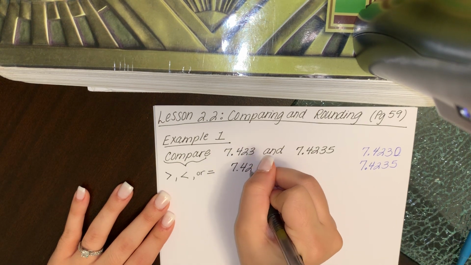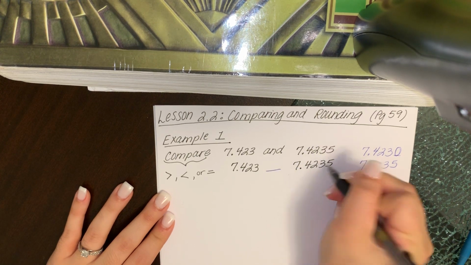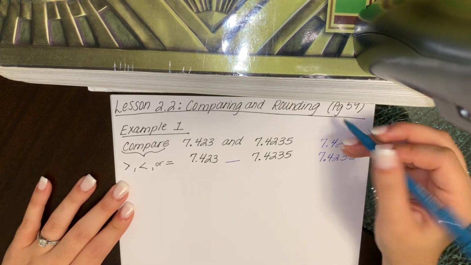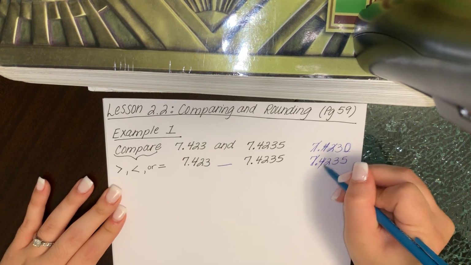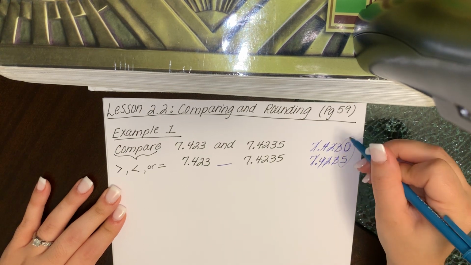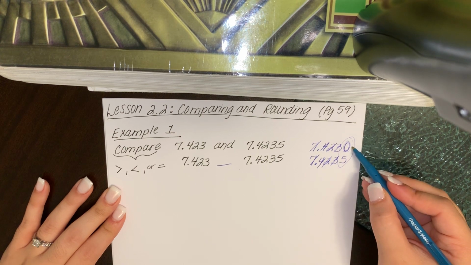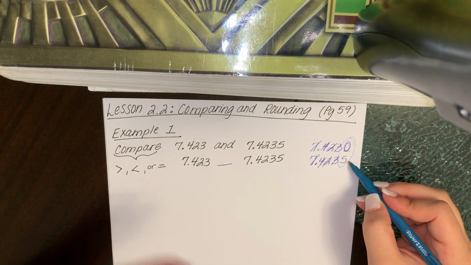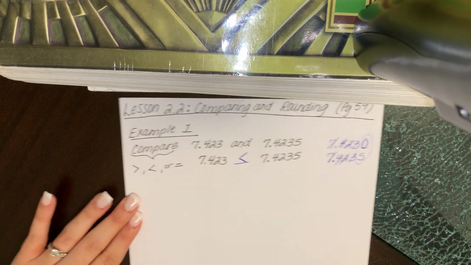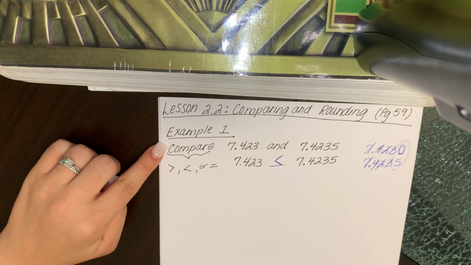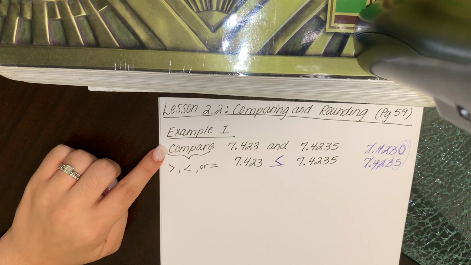So 7.423 or 7.4235. Let's take a look at the order now. 7 and 7, those are the same. 4 and 4, those are the same. 2 and 2, same. And take a look, the one with the 0 at the end, or nothing, 0 is obviously smaller than 5. So the big mouth needs to go towards the 5, and it would look like this. And that's how we compare. So anytime in your notes you see the word compare, that's what it means.